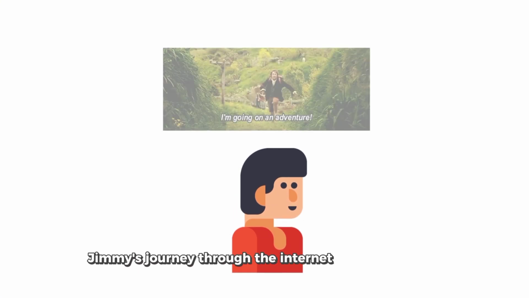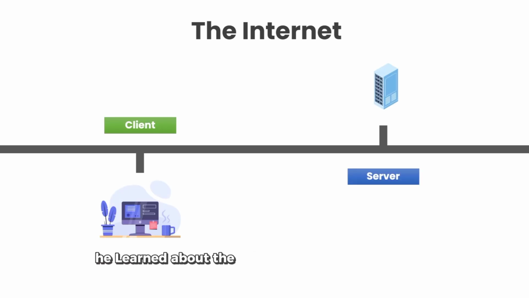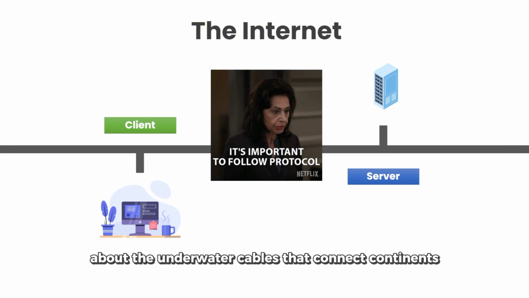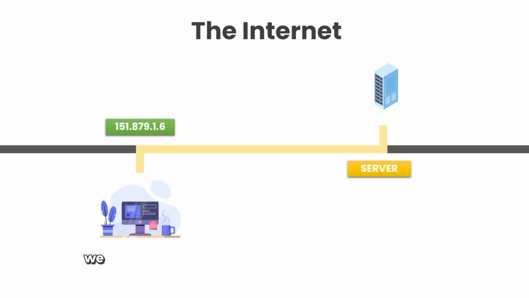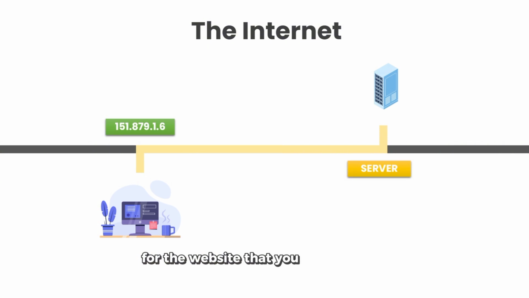Jimmy's journey through the internet was an amazing adventure that taught him a lot about how it works. He learned about the wires that connect computers all over the world, the servers that store websites, and the protocols that make it all possible. He also learned about the underwater cables that connect continents and the fiber optic cables that carry data at the speed of light. Previously, we also learned that when you find out that IP address, you can directly hit up the server computer for the website that you want to view, and they send you all the files and data for your browser to be able to render it on screen.